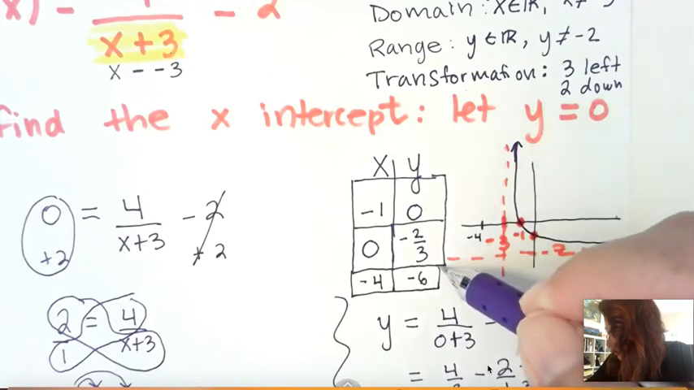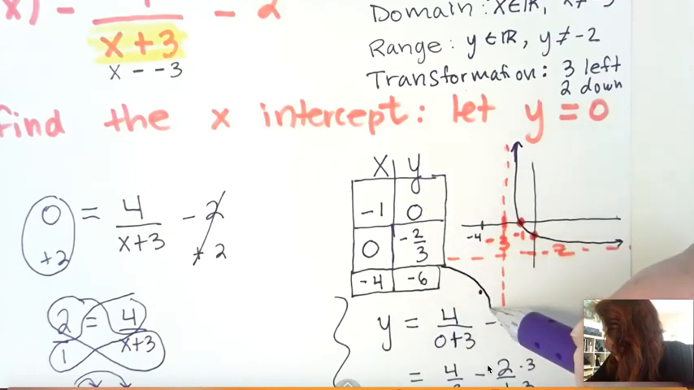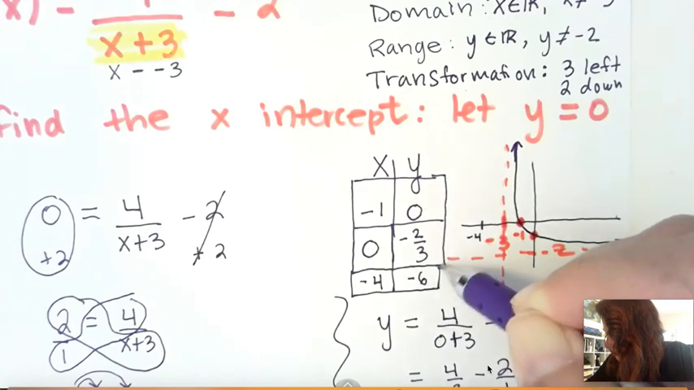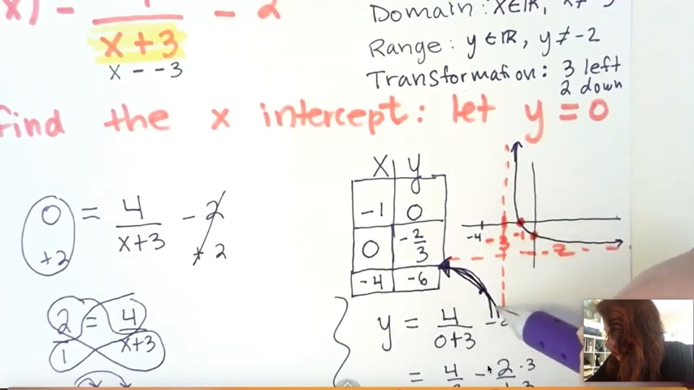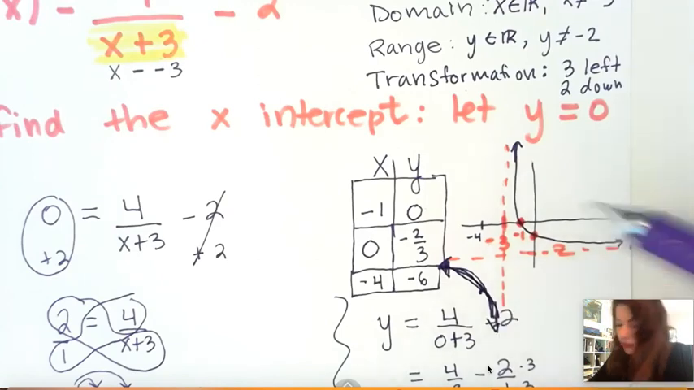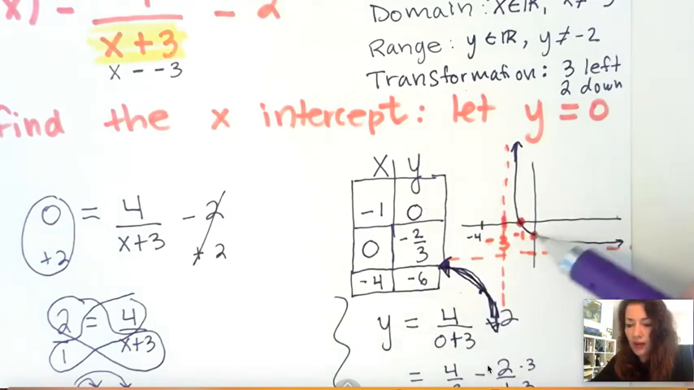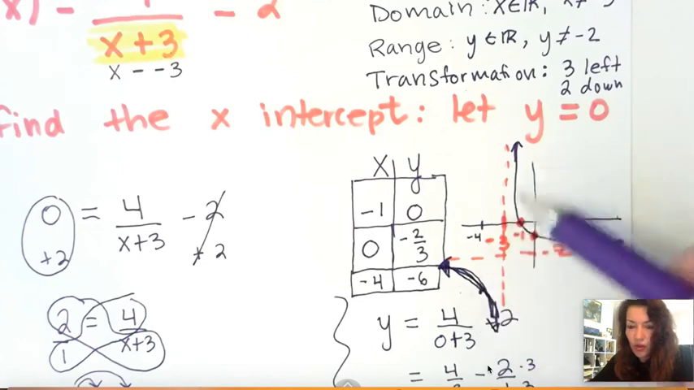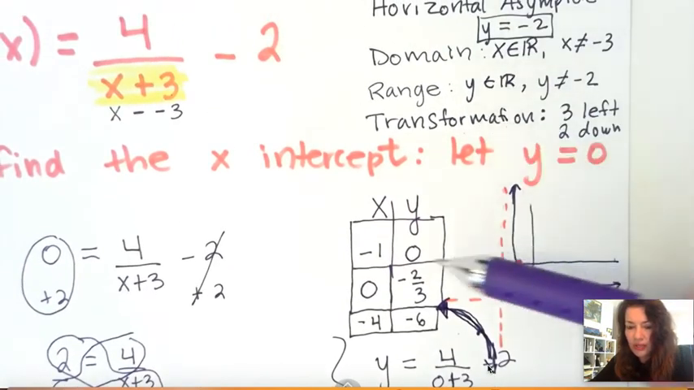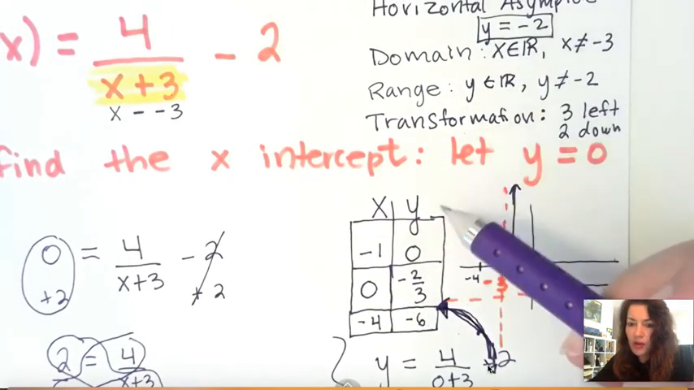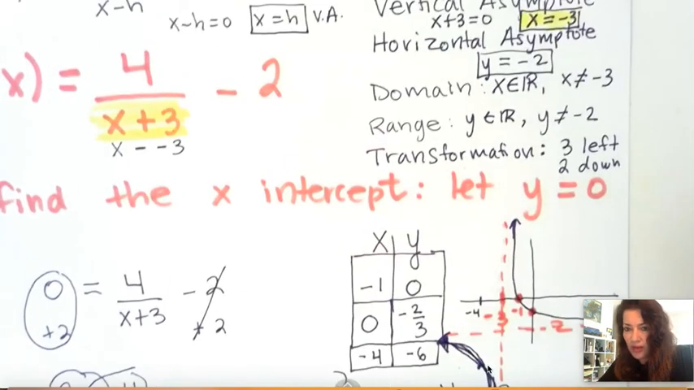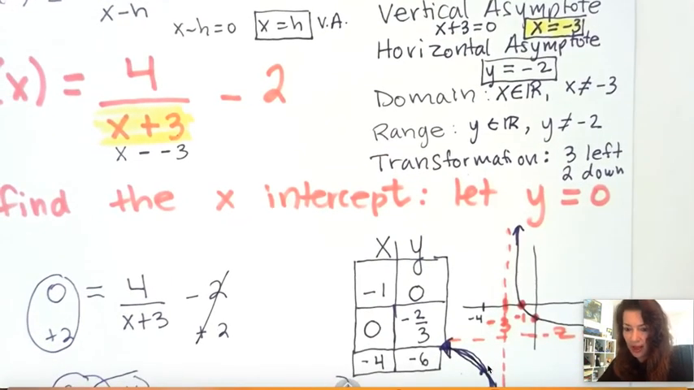So therefore, our graph is going to be going towards our asymptote. I know this looks a little crowded here, but it's going to go towards our asymptote and then curve. So there is our quick sketch with our characteristics: our x and y intercepts, transformation, domain, range, and vertical and horizontal asymptotes.